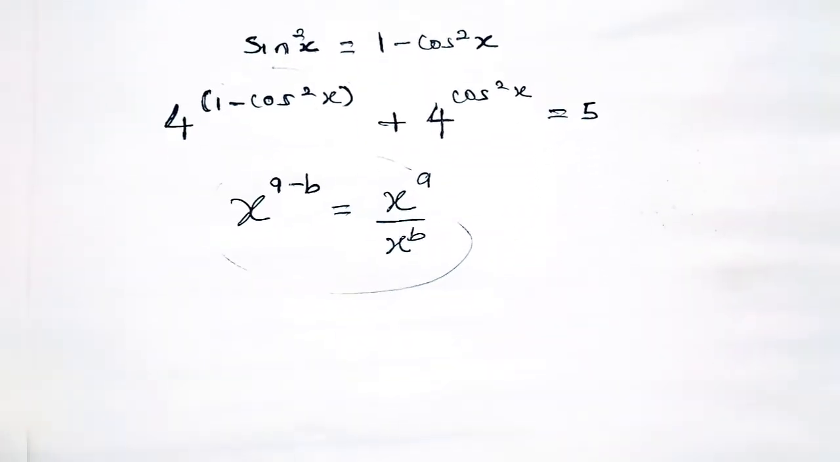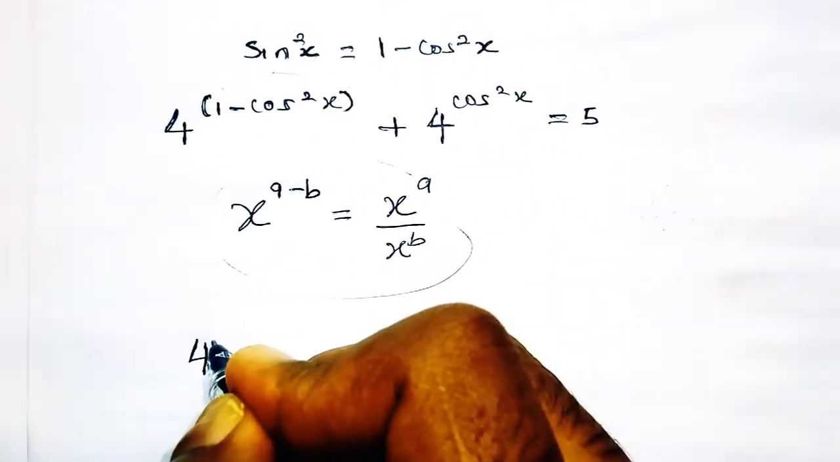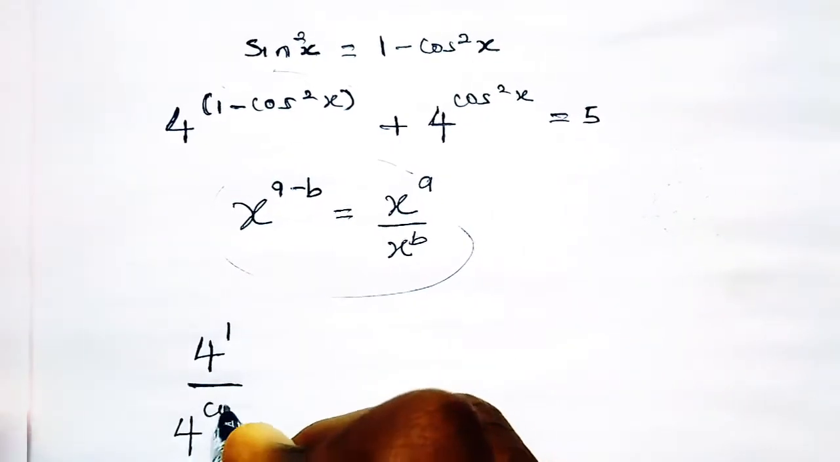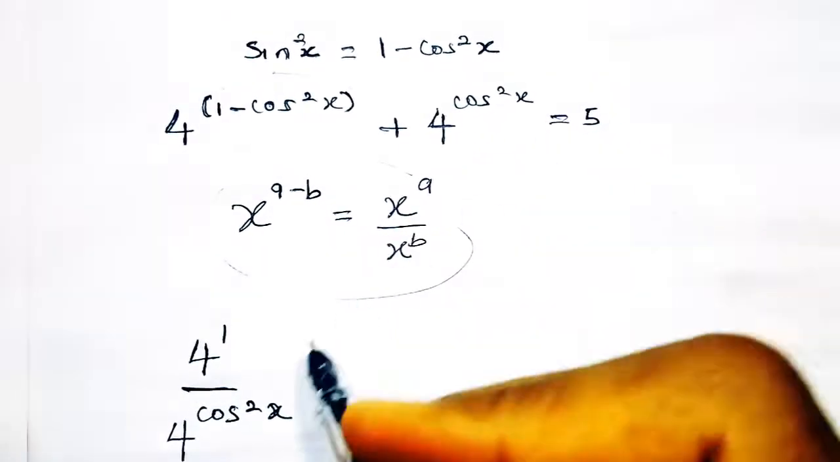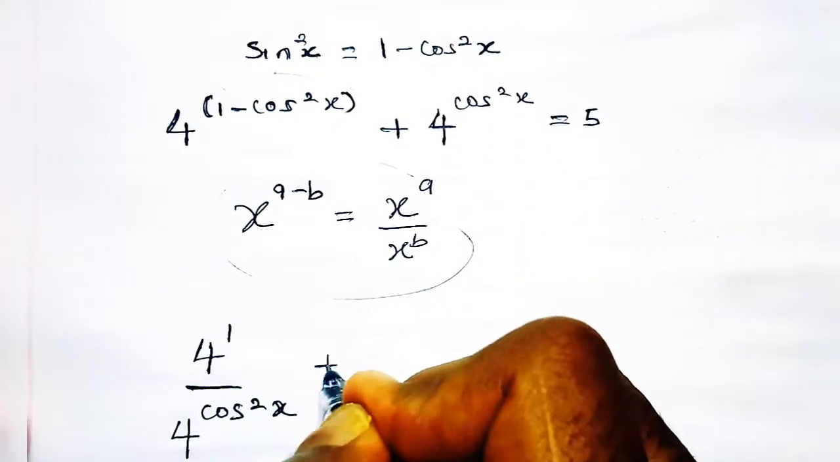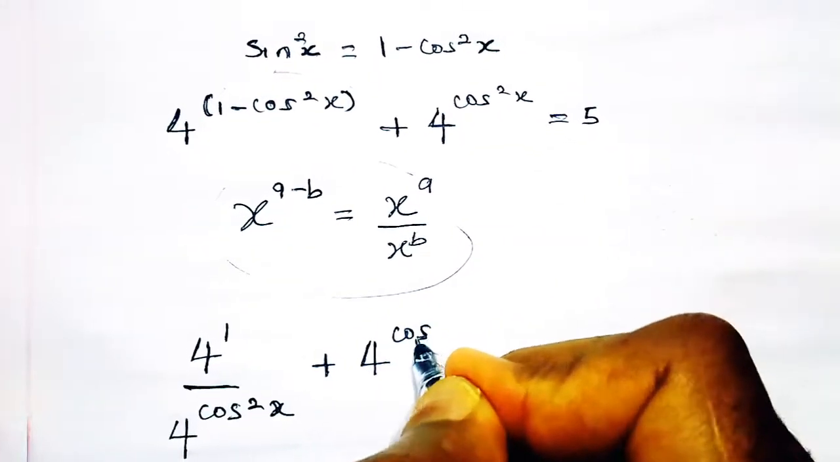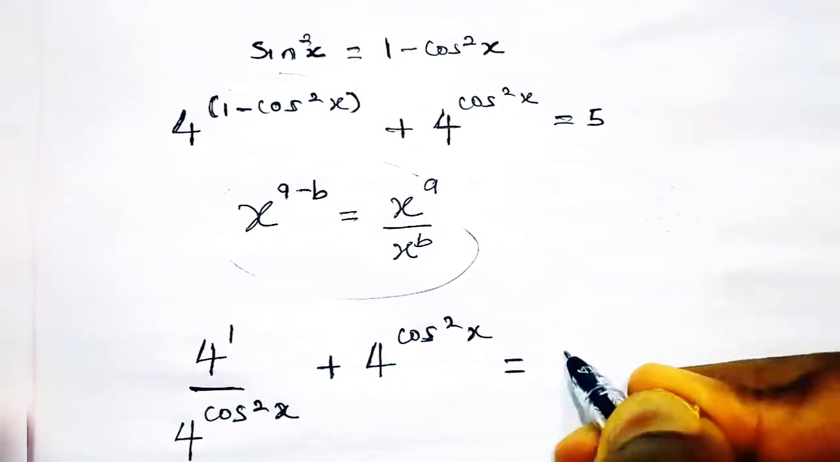So we'll be having 4 raised to the power 1 divided by 4 raised to the power cos square x, right? And I'll just write out the remaining values. So this is plus 4 raised to the power cos square x equals 5.